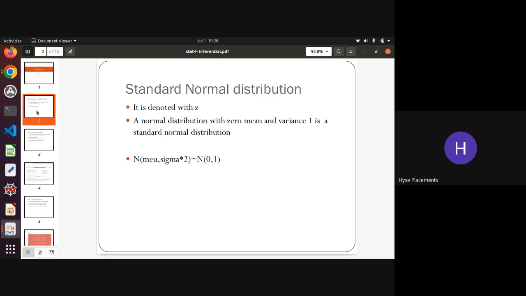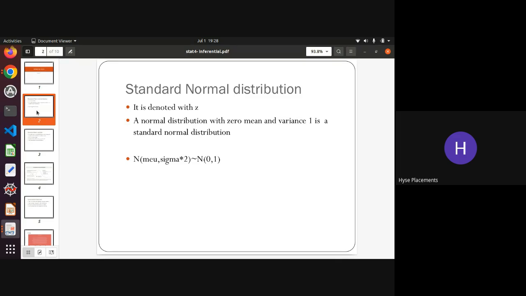Okay, then only the machine will understand perfectly, and we can get good accuracy results. Standard normal distribution is denoted with Z. A normal distribution with zero mean and variance one is a standard normal distribution. This thing we have already discussed.